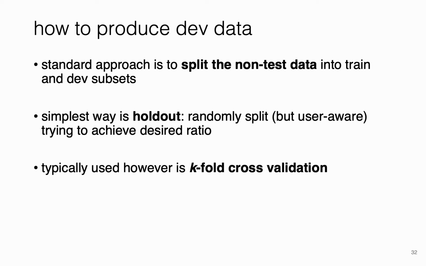So, how to produce a dev dataset? The standard approach is to leave out the test dataset and split the other part of the historical data into the train and dev subsets. And the simplest way is via holdout. Like we did for the train test split, we randomly split the non-test data in a user-aware manner. The most typical case, however, is to perform k-fold cross-validation.